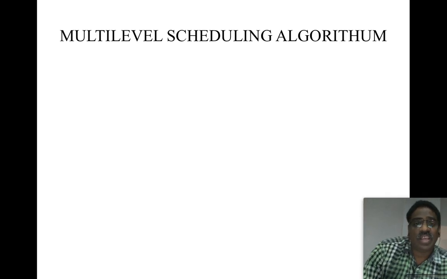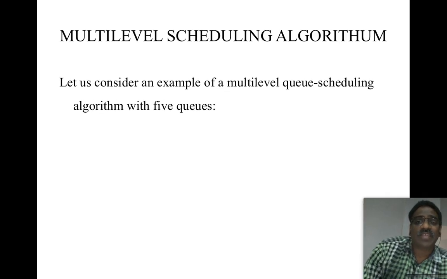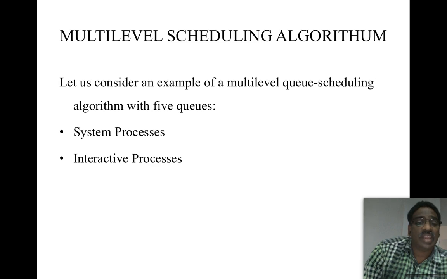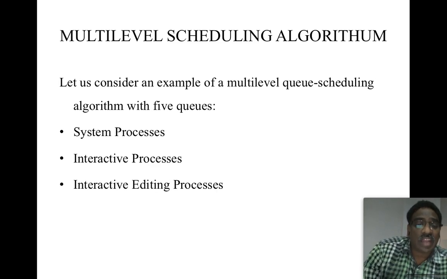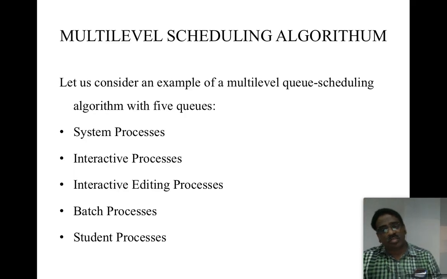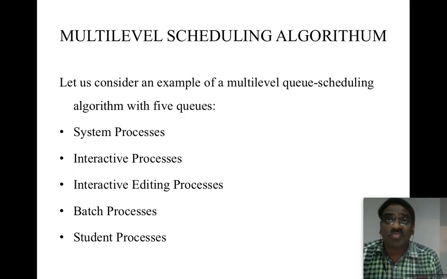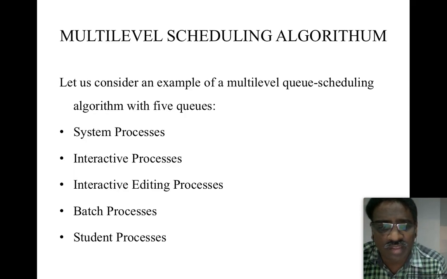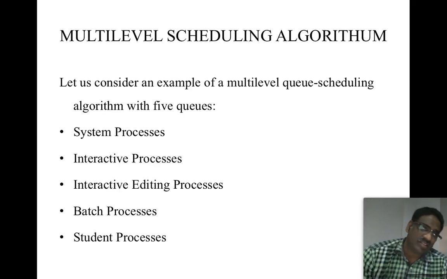The next one is, let us consider an example where 5 queues are there. There are 5 different-level queues: system process, interactive process, interactive editing process, batch process and student process. Now what is meant by system process? System processes are inbuilt files you have to execute. That is the highest priority task.